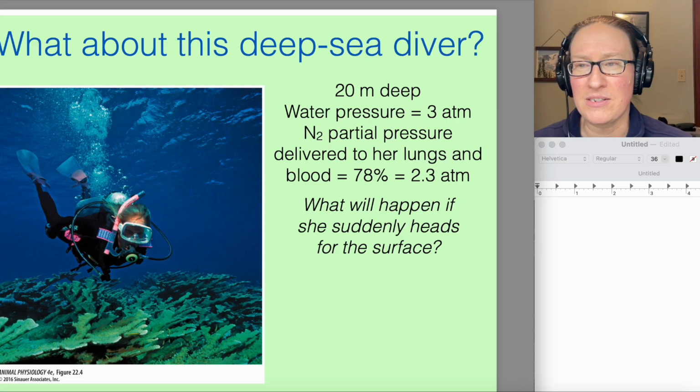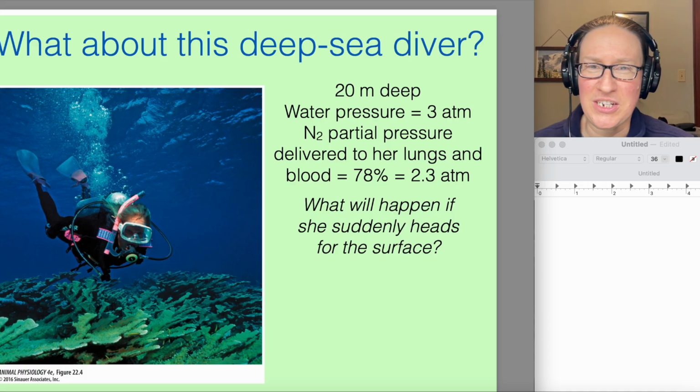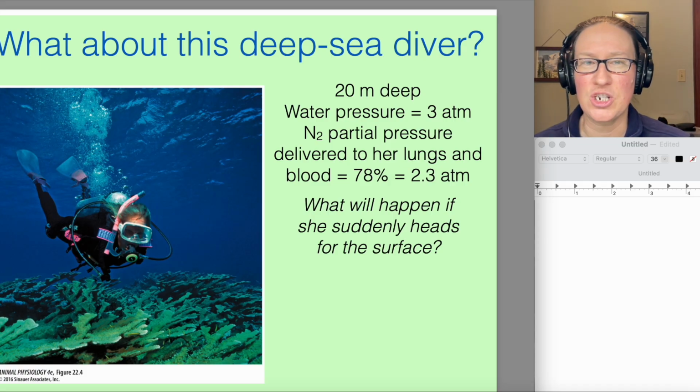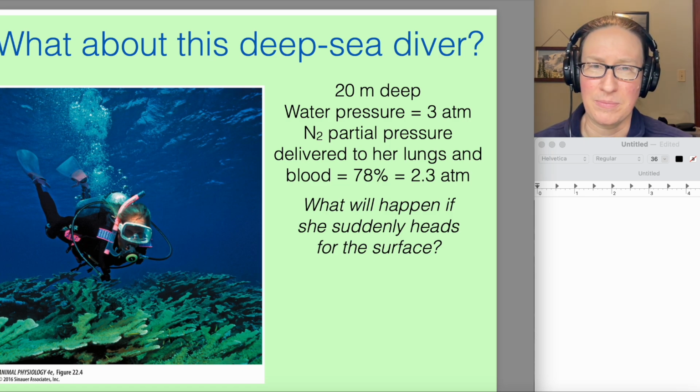That tank is a mixture of gases. And so as she is breathing at this depth, the nitrogen partial pressure that's being delivered to her lungs and blood, the gas mixture is 78% nitrogen, will be 2.3 atmospheres. Okay, so she's going to reach an equilibrium with the nitrogen gas that's being delivered to her lungs and blood. So my question to you is, what will happen if this diver suddenly heads for the surface, and why?